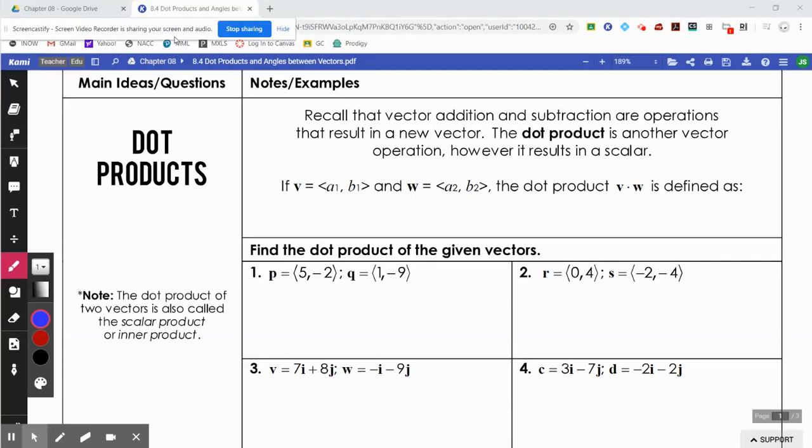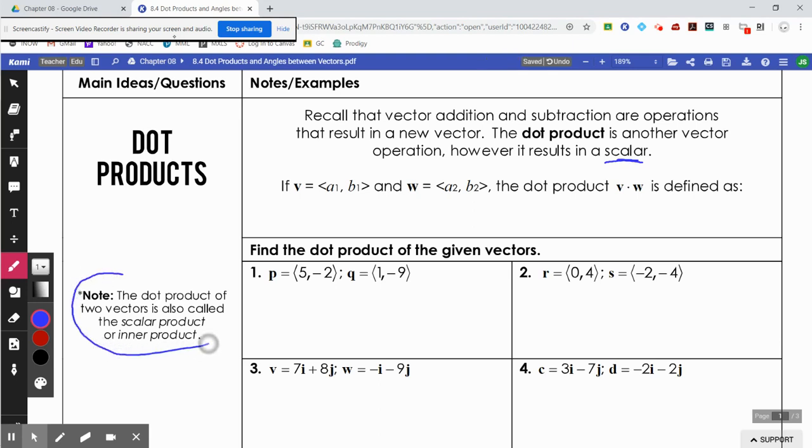Okay, in this video, we're going to be talking about dot products and some of the applications of what a dot product is. Now, we've talked about other operations in previous videos, but this is a new operation. Recall that vector addition and subtraction are operations that result in a new vector. The dot product, however, is another vector operation, but it does not result in another vector. It results in a scalar, or a number.